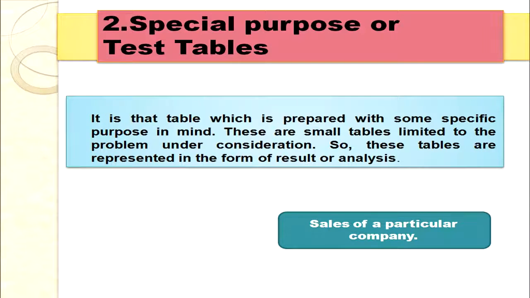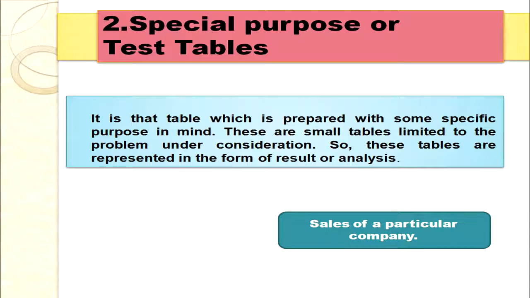Next, what are special purpose table or test tables? Now, these are those tables which are prepared for some specific purpose in mind. That means they are being made for some special purpose. Now, if you are going to make some small table and it is for your own purpose, it will be called as test tables, or we can say special table. Now, these are small tables limited to the problem under consideration. So, that is why they are also being called as or represented in the form of result or analysis.